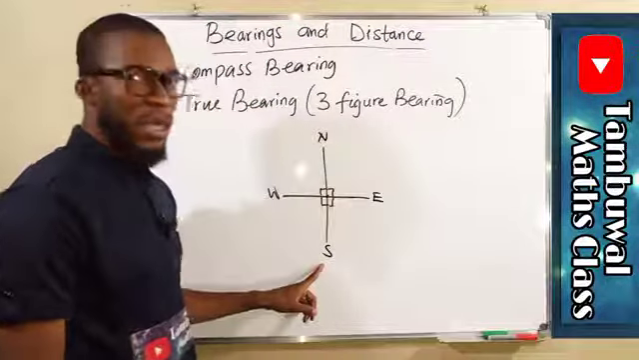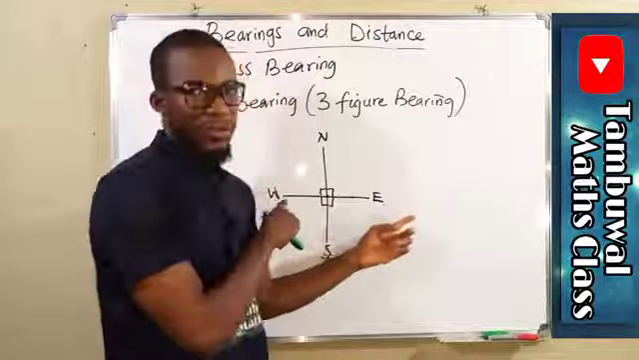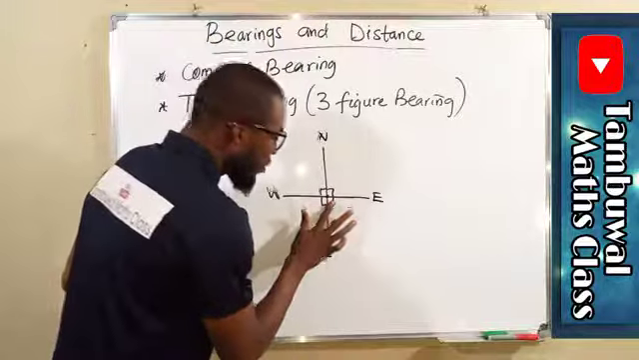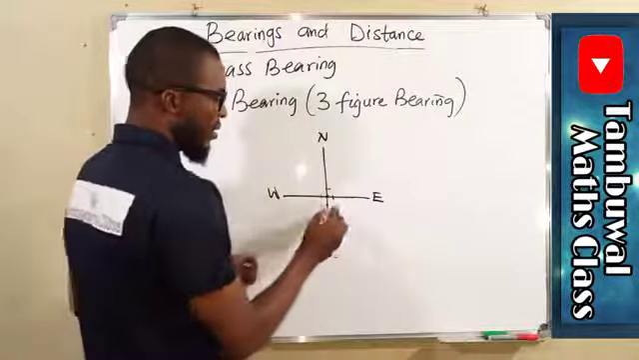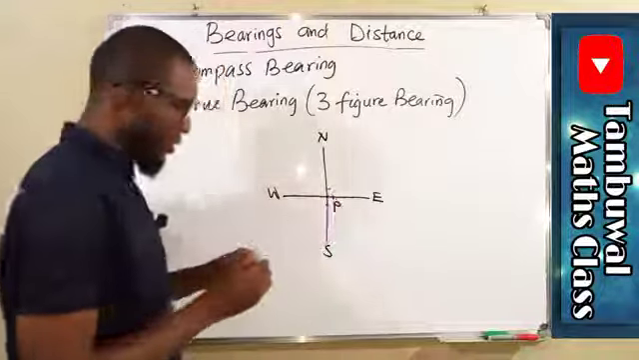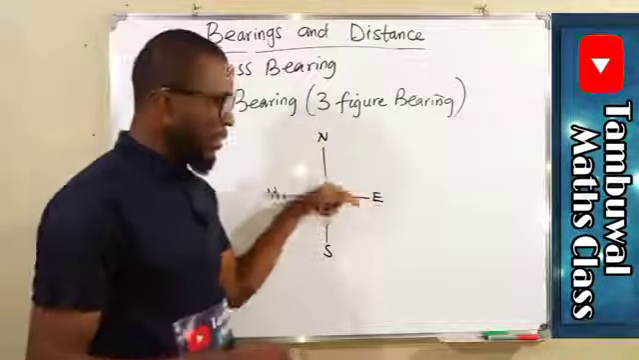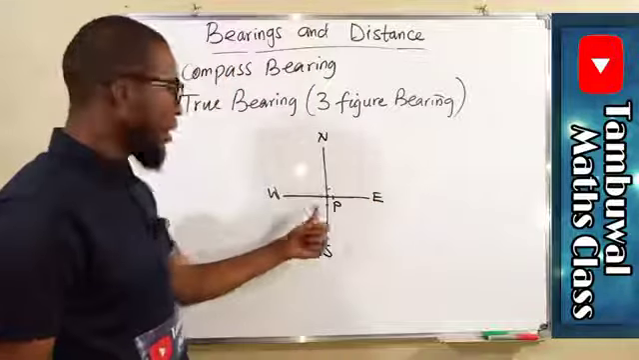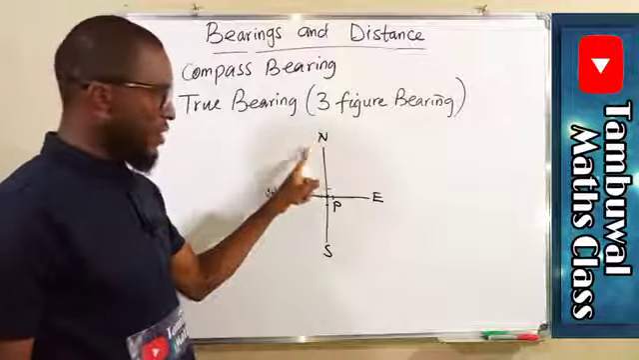Secondly, I want you to know that every direction is either measured from the north or from the south, because we don't measure direction from the west or east. Suppose this point here, this center is P. This is north of P, this is east of P, this is south of P, and this is west of P.